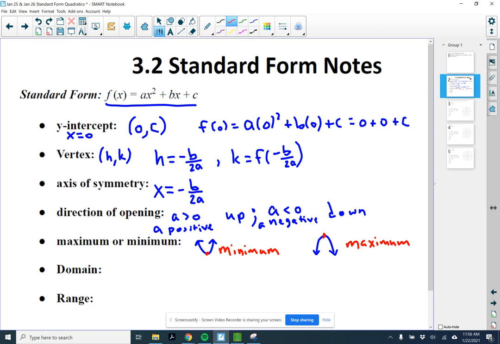Okay, so visualize it and it'll help you remember. If a is positive, there's going to be a minimum because your parabola opens upward. Visualize what's going on. So we see we have a low point. This one, we have a high point. See over here? High point at the vertex. That's a maximum. Let's talk about domain and range just for a second.